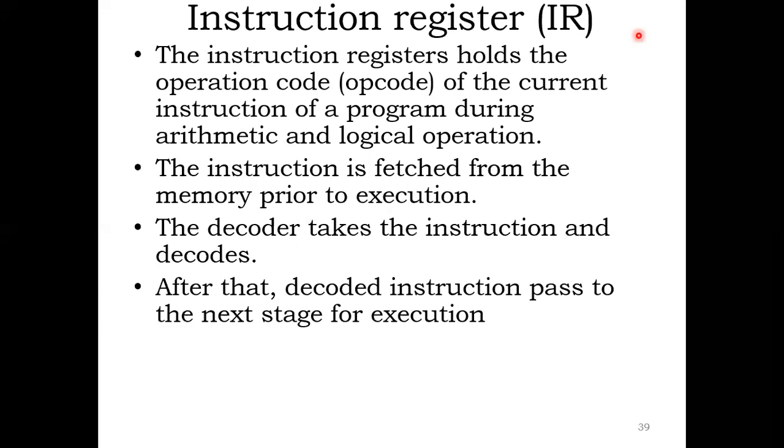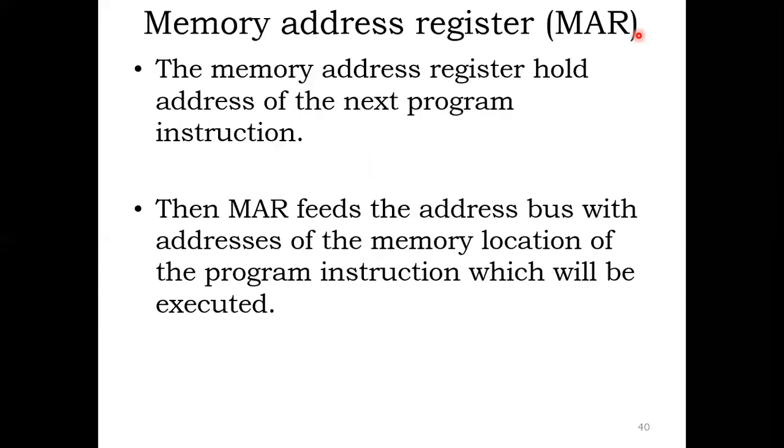Next, the instruction register. The instruction register holds the operation code, that is the opcode, of the current instruction of the program during arithmetic and logical operation. The instruction is fetched from memory prior to execution. The decoder takes the instruction and decodes it, and the decoded instruction is passed to the next stage for execution. Next, the memory address register holds the address of the next program instruction. Then the MAR feeds the address bus with the addresses of the memory location of the program instruction which will be executed.